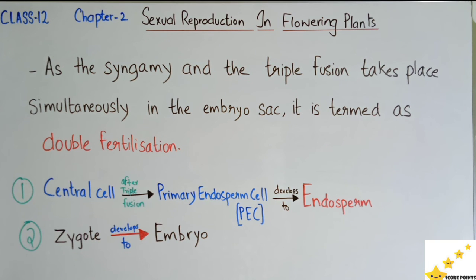As syngamy and triple fusion take place simultaneously in the embryo sac, it is termed double fertilization. The central cell, after the triple fusion, forms the primary endosperm cell, PEC, and this PEC will develop into the endosperm. The zygote will develop into the embryo.